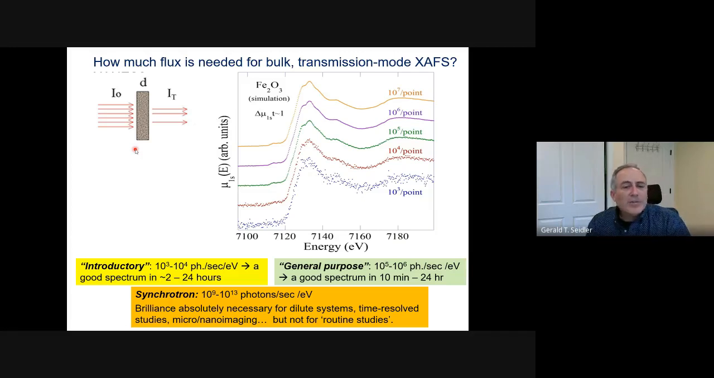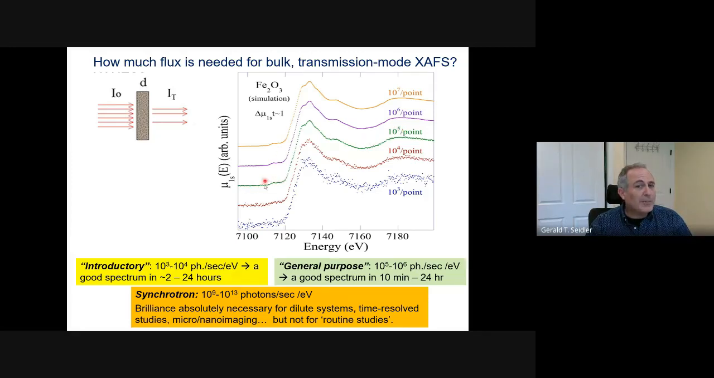And the simplest question you can ask from the experimental point of view is how many X-rays do I actually need to do a good measurement? So this is a simulation for an iron oxide of a particular thickness. And the bottom simulation is pretty bad, right? But it only has 1,000 incident X-rays at each energy. And then 10,000 incident X-rays and 100,000 incident X-rays and so on. And the data is pretty good at 100,000 incident X-rays per data point.